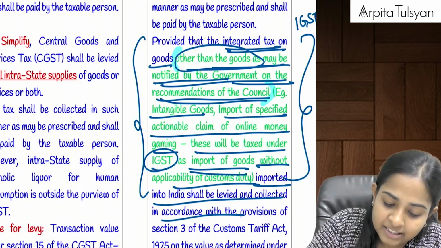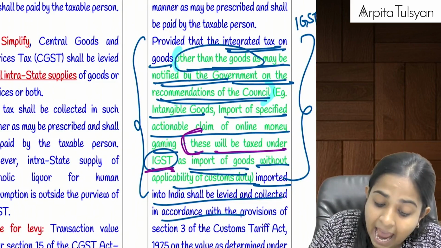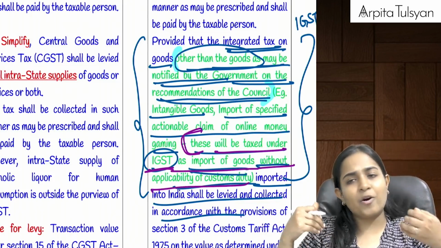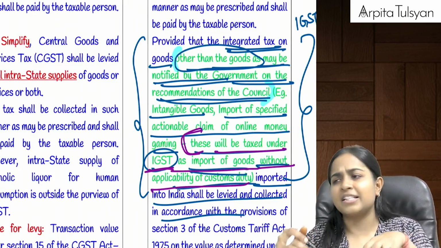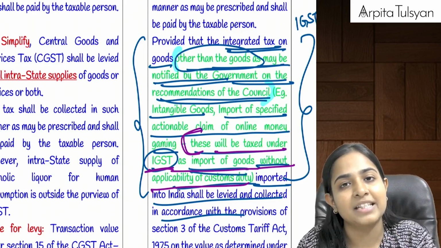If you want, I'll just read this conclusion again. That is, these will be taxed under IGST as import of goods without applicability of custom duty. Because, for example, let's say it is intangible goods, then custom clearance will not happen for that. So customs is not applicable, but still IGST will be applicable.